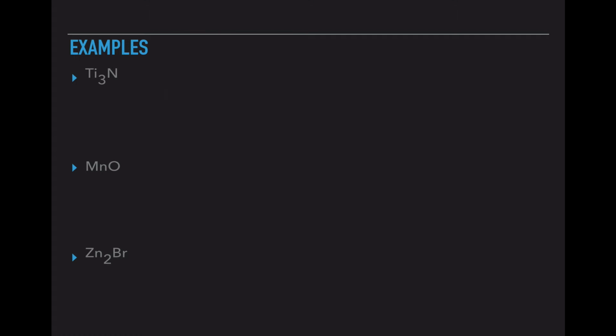Ti3N is our first example. What we have to do is take our subscripts and reverse criss-cross them back to the top. Even though there is not a number here, we still know there's at least a 1. So we are left with Ti plus 1, N minus 3. Ti is the metal titanium, so I'm going to write the word titanium.